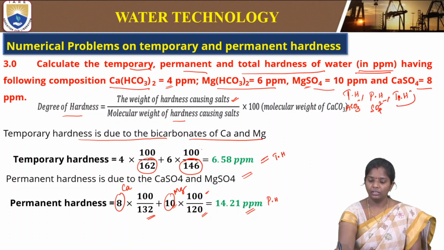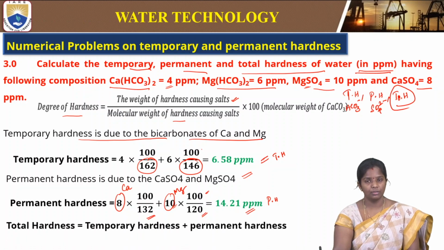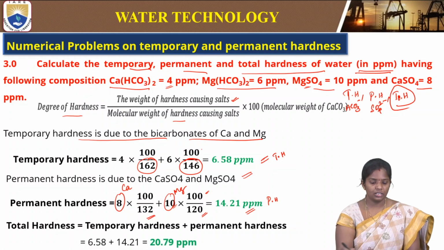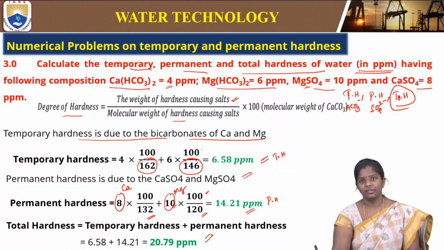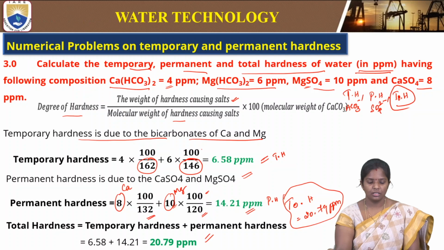We have to calculate the other one, that is total hardness. So total hardness is the combination of both the temporary and permanent hardness. So we get 6.58 plus 14.21, which is 20.79 ppm. So the total hardness is 20.79 ppm in that particular water sample. If we see this, even in this sample, sulfates are very high in concentration, so the permanent hardness is high, and that has to be removed only upon treatment.